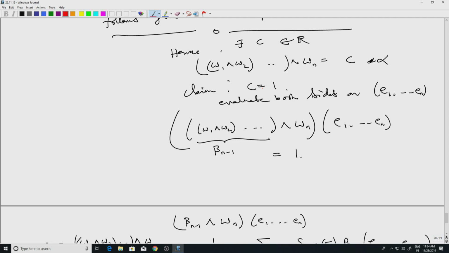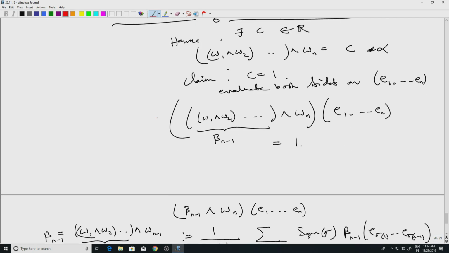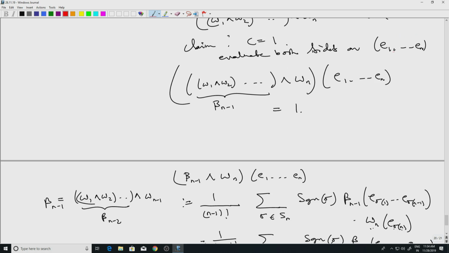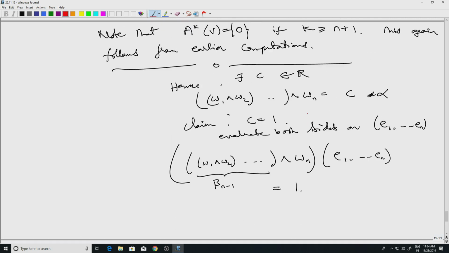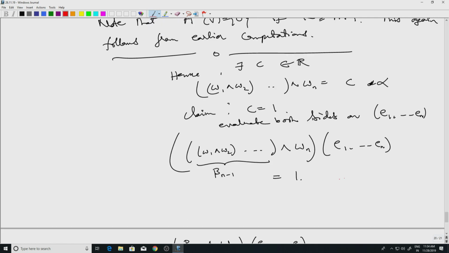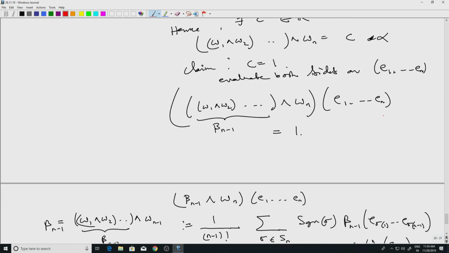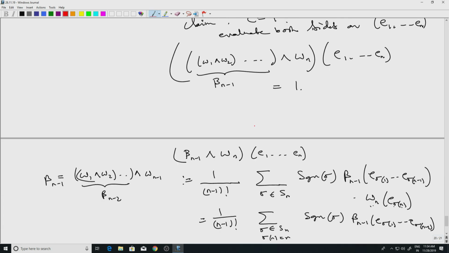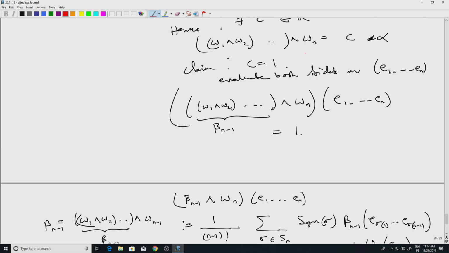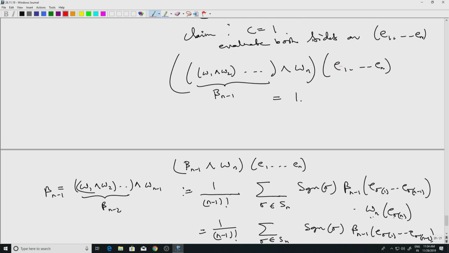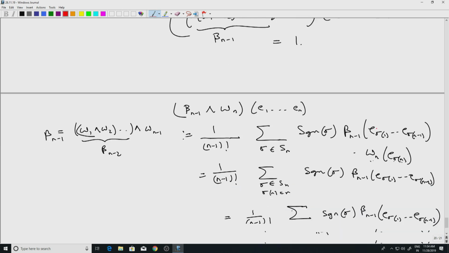Now what we want to say is that this constant c is 1, then we would be done. So to see that c is 1, just evaluate both sides on the standard basis e1 up to en. And if we do that, the right hand side, the determinant evaluated on e1 up to en, we already know is 1, where the ei's are written as column vectors. Now we are in the process of checking that the left hand side is 1 as well. So I want to say that this iterated wedge product evaluated on this is 1.